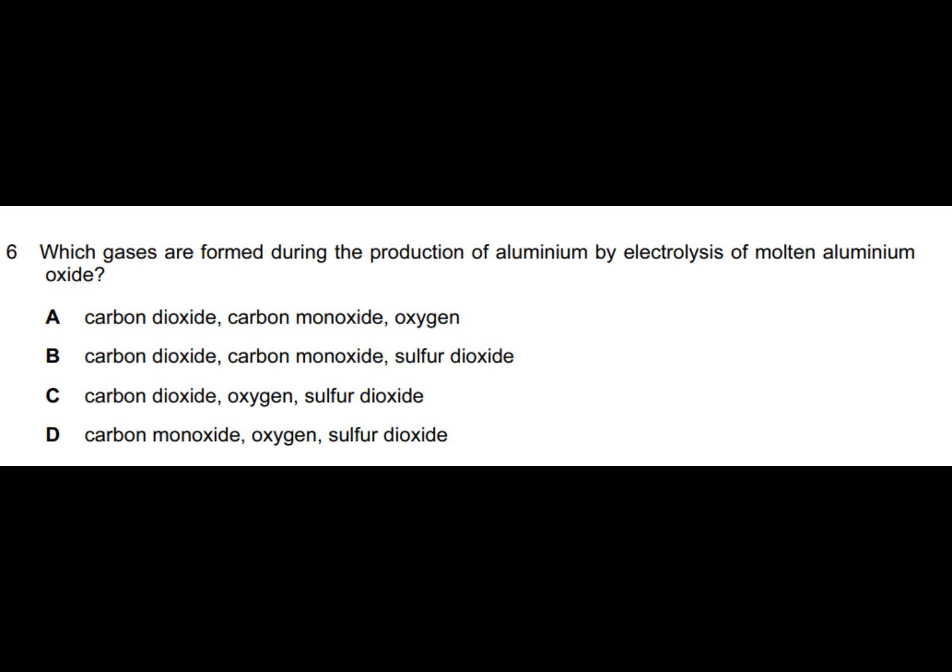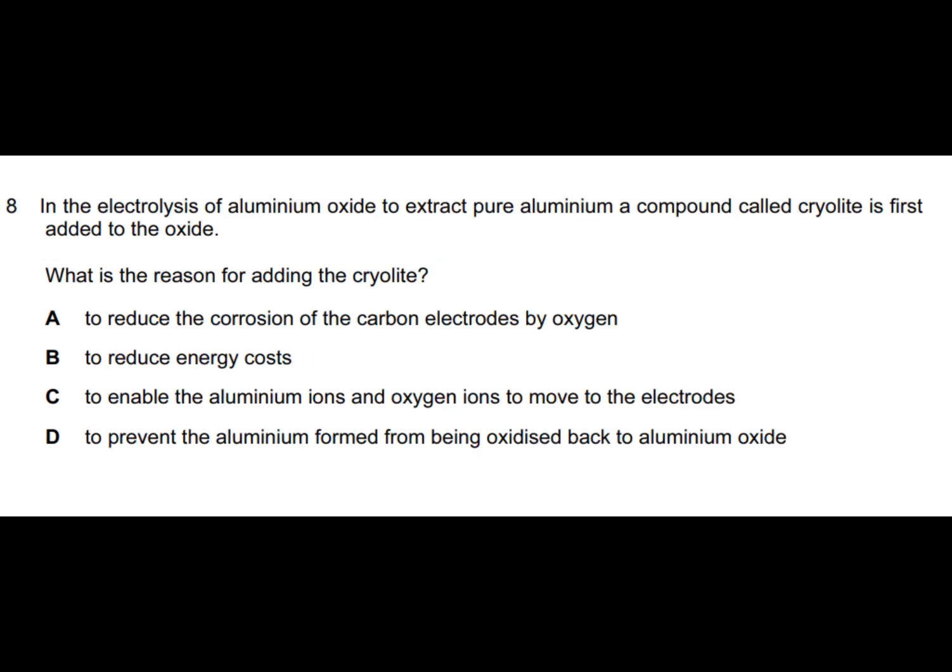Bravo is the correct answer. Alright, question number 8 says that in the electrolysis of aluminium oxide to extract pure aluminium, a compound called cryolite is first added to the oxide. So what is the reason for adding the cryolite?